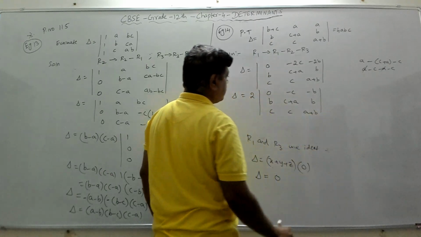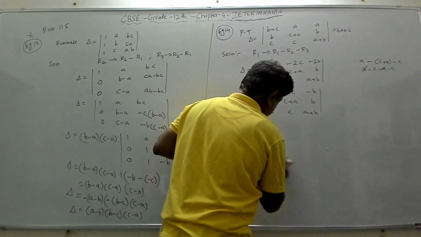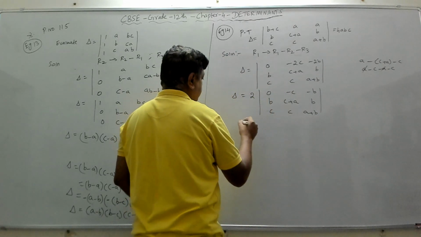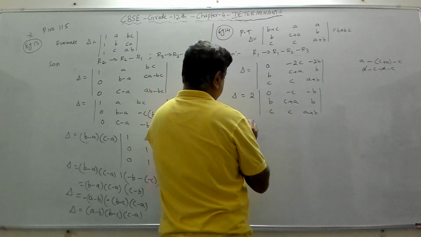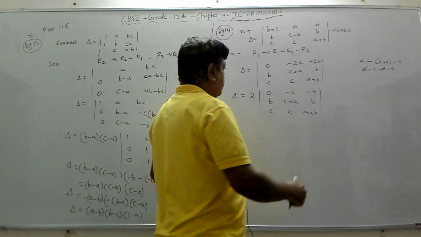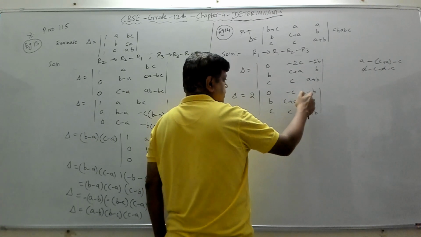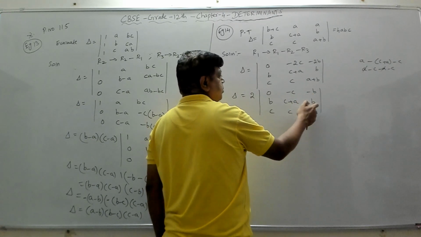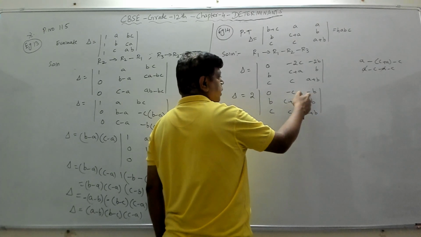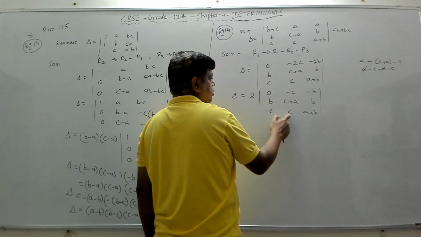So the rest will be B, C plus A, B, C, A plus B. Now we'll try to see whether we can make some more zeros. So delta is equal to 2 into the determinant. Let's see if anything else can be made 0. Now again, if you observe, here minus B, here plus B. So if I make row 2 as this plus this, then this will become 0. If I add my row 2 with row 1, this will become 0. Similarly, if I add my row 3, this will become 0.